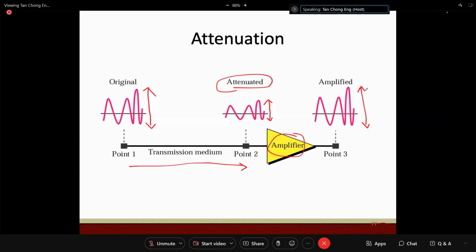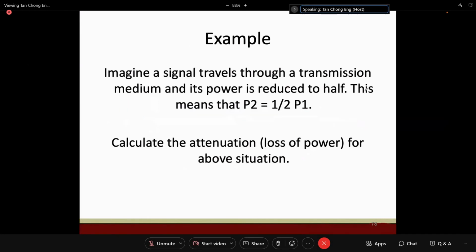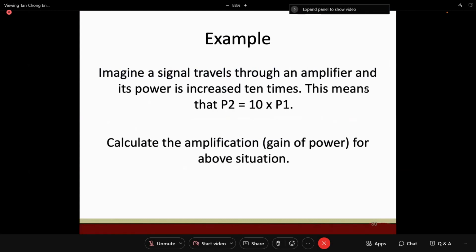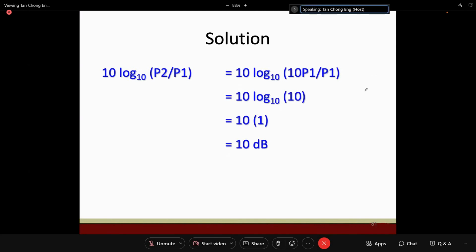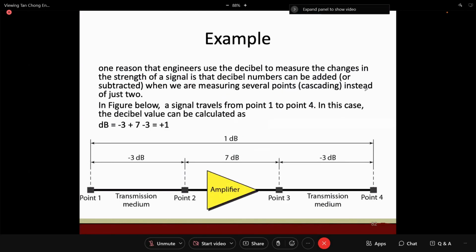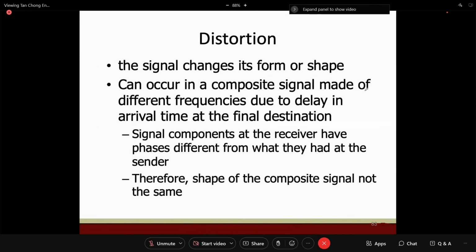So you don't purposely go and buy an amplifier, but you can always buy a repeater. Here's a device called the repeater. A repeater is basically an amplifier for a network signal and for network cabling. Okay, so I leave all the calculation to you. You look through all the examples. The examples are actually good.